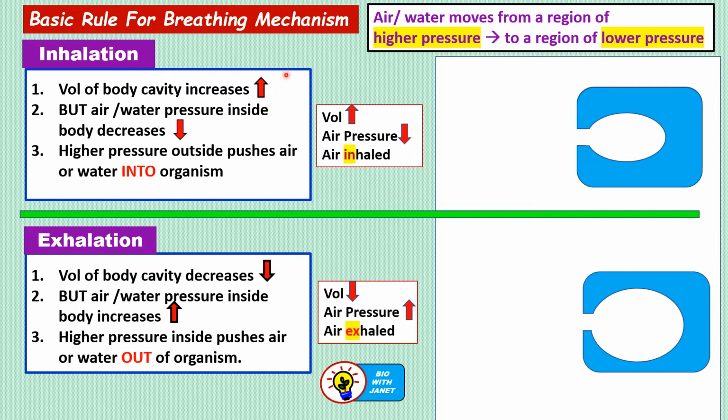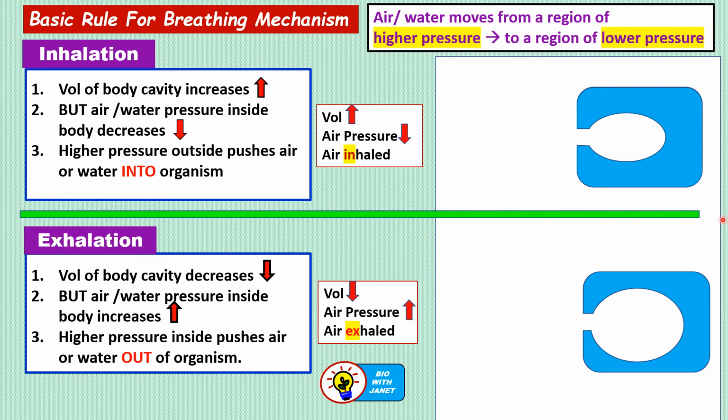All right, now, so here again, it shows you the basic rule for breathing mechanism. All right, the air or water always moves from region of high pressure to region of low pressure. So in inhalation, the volume of the body cavity must increase so that the air or water pressure inside the body cavity, inside the respiratory cavity, decreases. And then higher pressure outside will push the air or water into the organism. For example, let's say this is the body of an organism and this is the respiratory cavity, all right, in which are found the respiratory structures such as the alveoli.